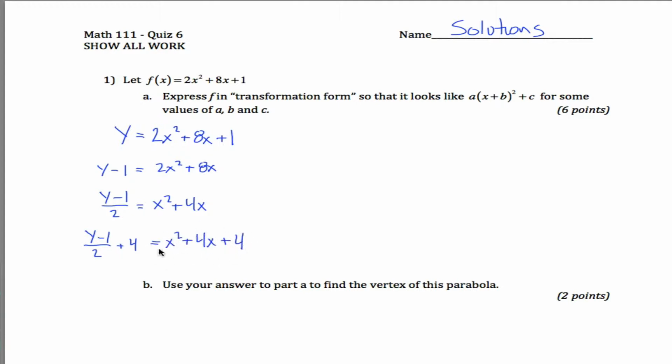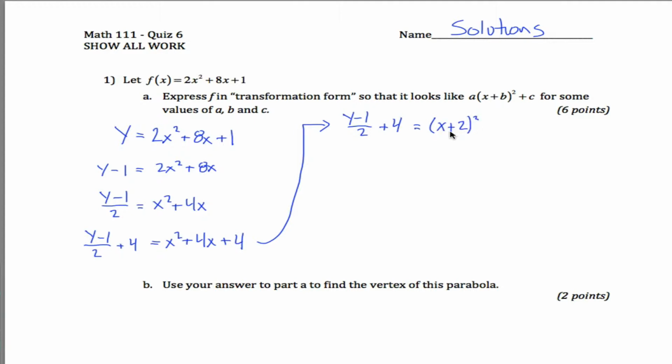And what I've now managed to do is create a perfect square over here on the right-hand side. So I'll leave the left alone, y minus 1 divided by 2 plus 4. You might wonder, could you simplify that? Could you get a common denominator? You could. I'm not going to bother. I'm just going to end up undoing stuff when I solve for y later, so I'm just going to leave it a mess like that. And on the right-hand side, you might recognize that this is x plus 2 squared.